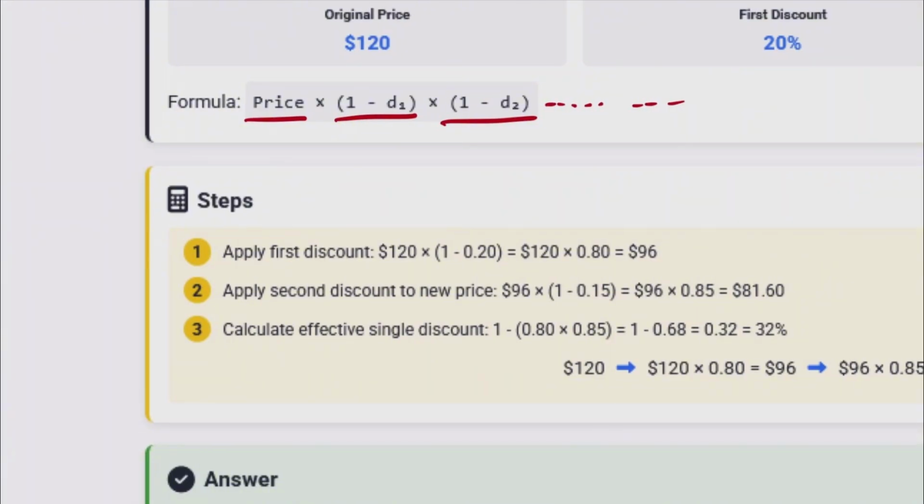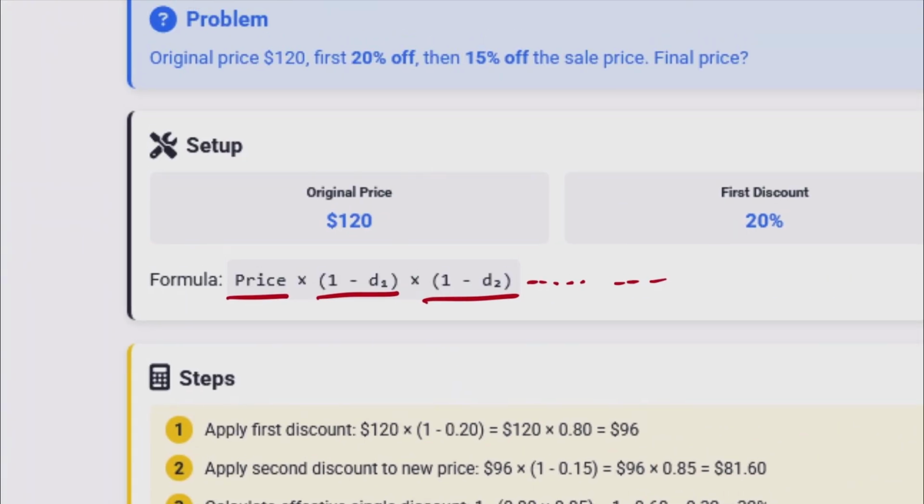So I have a case where my original price was $120. Then I have a 20% discount, and after that, I have a 50% discount. So give me the final price.